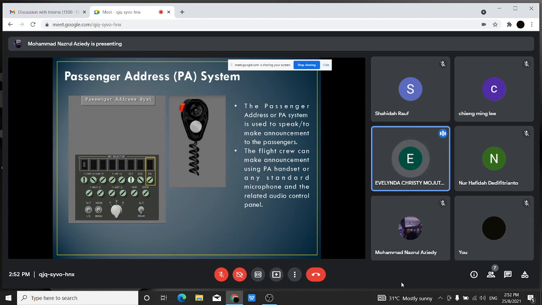The passenger address or PA system is used to make announcements to the passengers. The flight crew can make announcements using the passenger address handset, attendant microphone, or the related audio control panel.